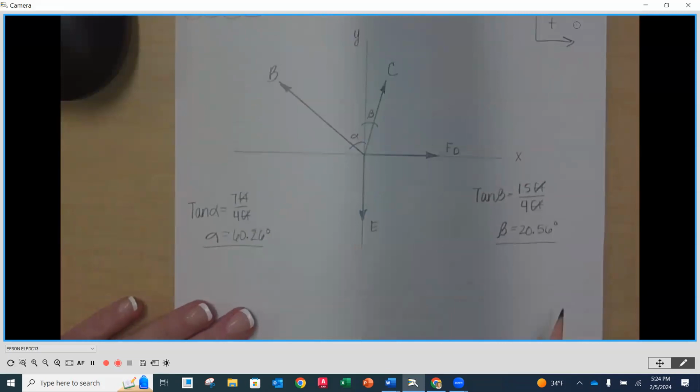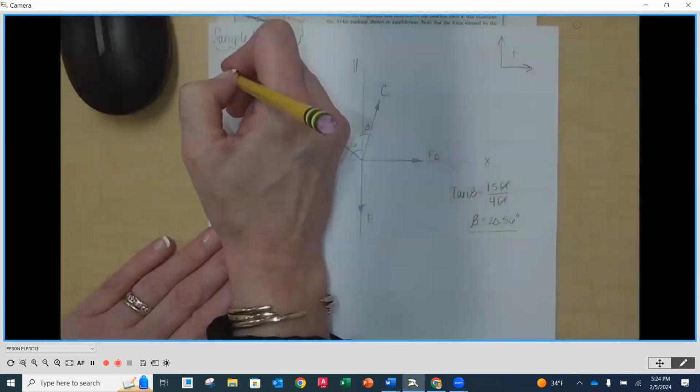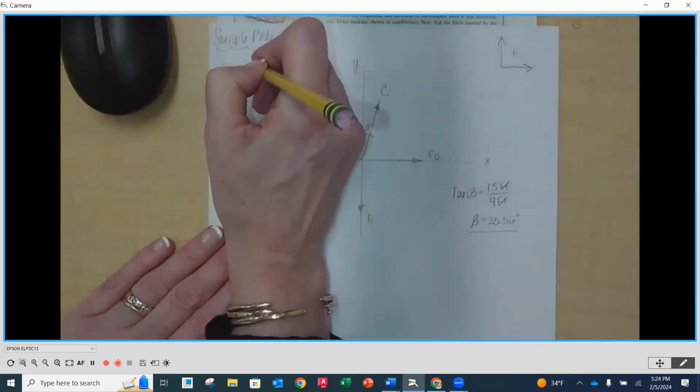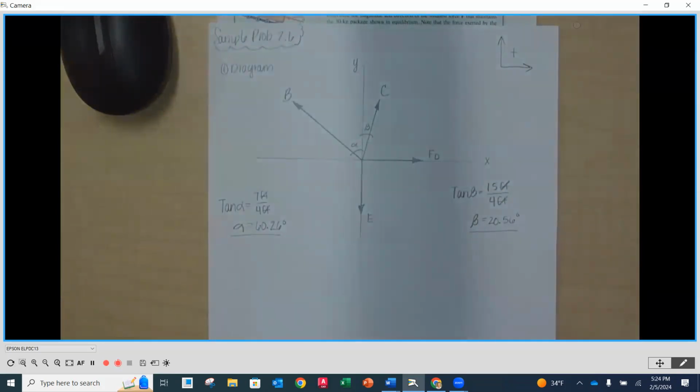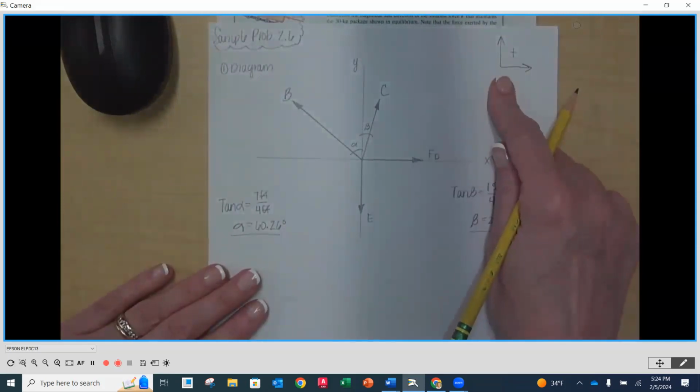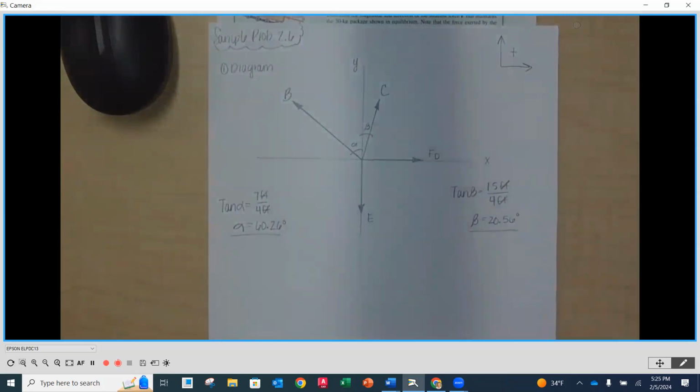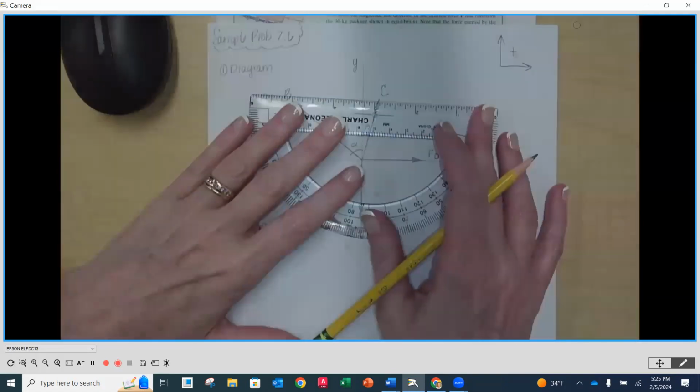Now, knowing those angles then, am I done with my diagram? Not yet. What else do I need? I've got my convention. What do I need to do here? Before I go to calculating my components, what do I need to do up here? Yes, show them, right? Drawn on the X and Y axis. So go ahead and do that for each one of the forces that is not currently on the X and Y axis.